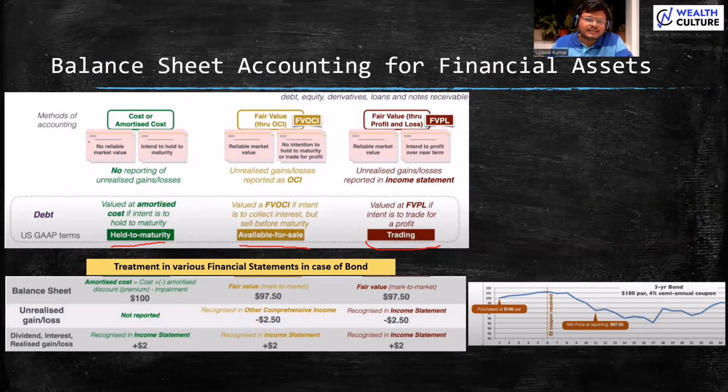So these assets have no reliable market value, but you intend to hold to maturity. So let's say you bought a financial asset where you invested in a company. So let's say InfoEdge, for example, very famous example, invested in Zomato.